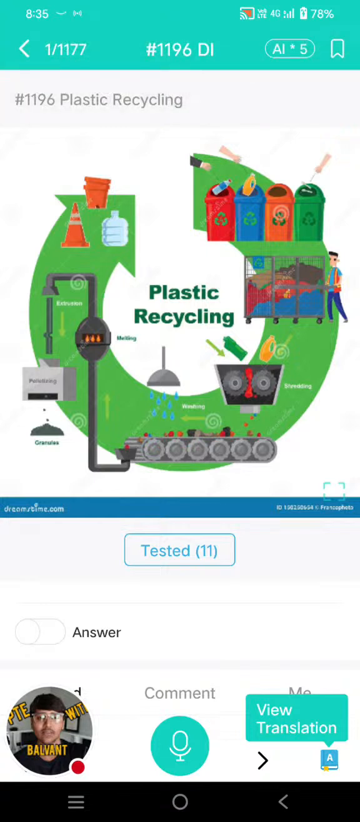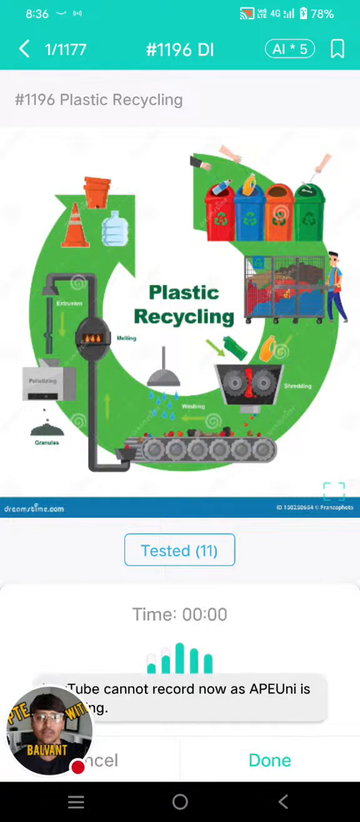The given bar graph provides information about the plastic recycling process. This is a beautiful image and I have only 40 seconds to speak about it. The melting process and extrusion can also be observed in this image. The washing process and shredding process can also be observed.